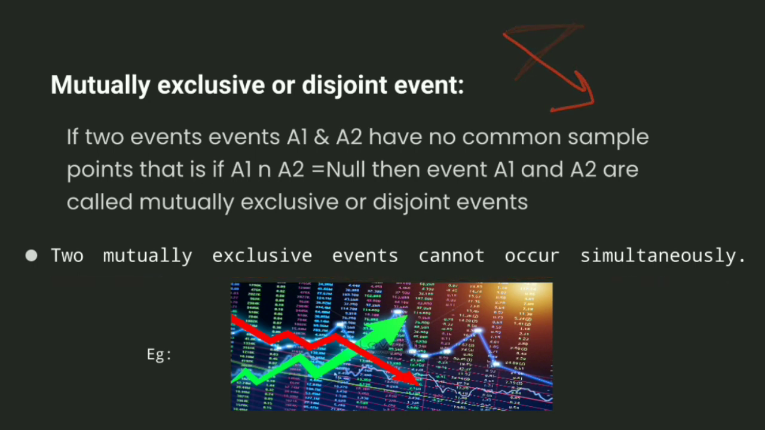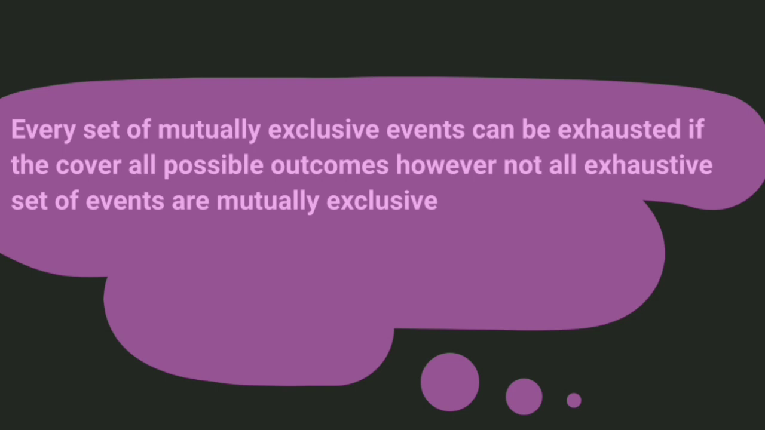Okay, we are here with the last slide of the day. It is a very, very important statement. Every set of mutually exclusive events can be exhaustive if they cover all possible outcomes. However, not all exhaustive sets of events are mutually exclusive.